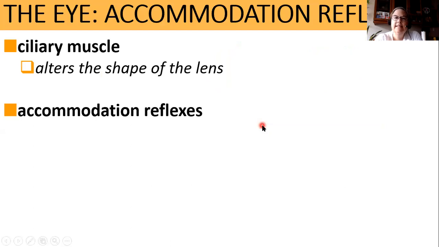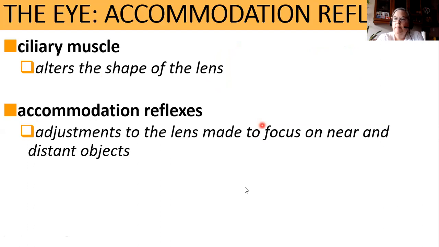All right, our ciliary muscle is a muscle that's attached to our lens. It's actually attached to ligaments that are attached to our lens that alter the shape of our lens. Okay. Accommodation reflexes are reflexes that allow us to see things that are far away or close up.